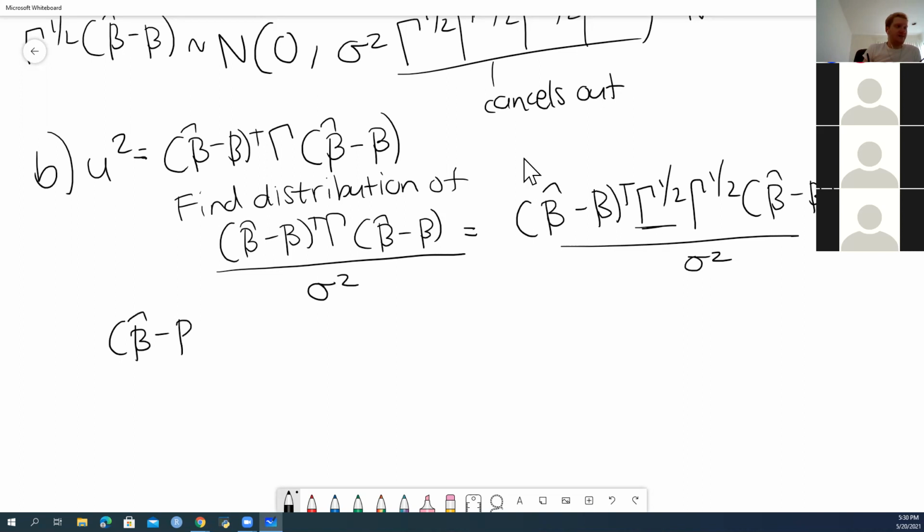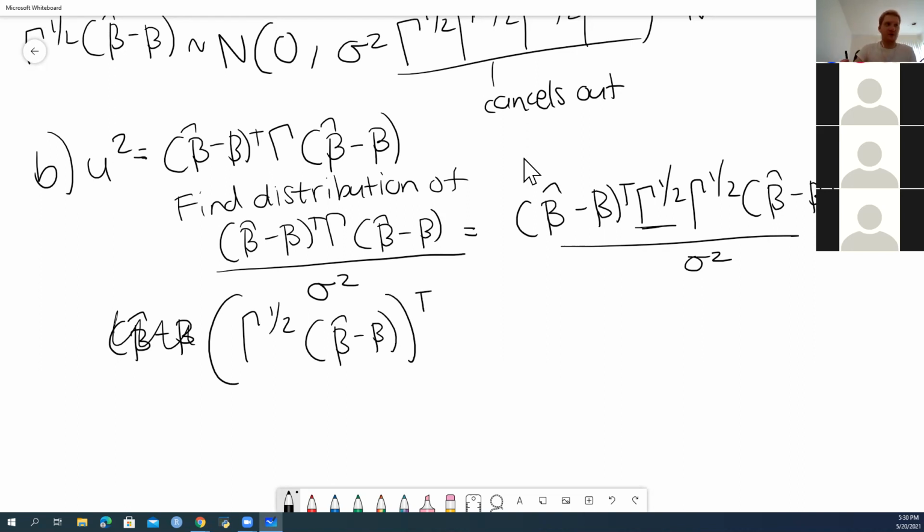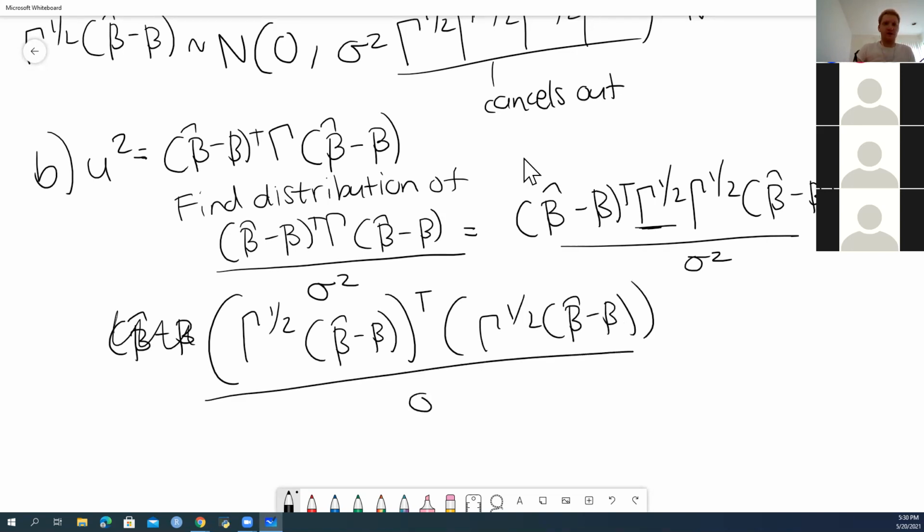This can be written as gamma 1/2 beta hat minus beta, this whole thing transposed. Remember, you transpose, you flip the order. So this whole thing transposed, and we don't have to take the transpose of this because it's already symmetric, times gamma 1/2 beta hat minus beta over sigma squared. Okay.